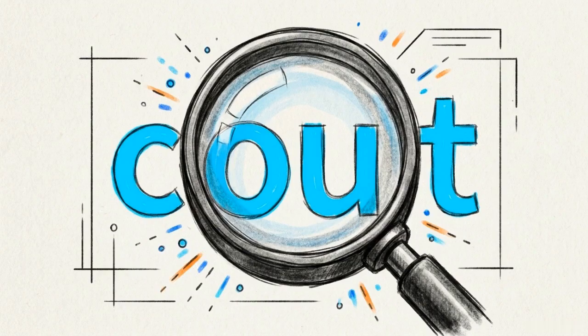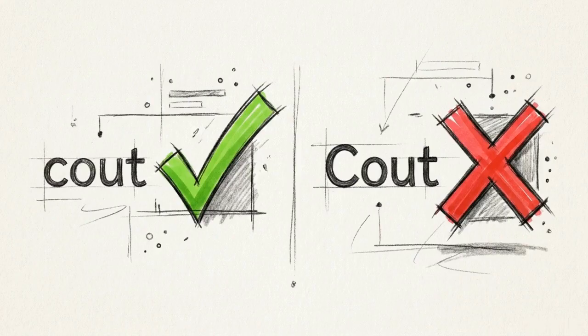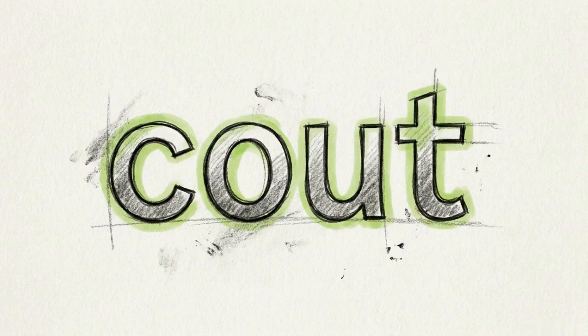To push text outward to the user's screen, we use the command cout, short for character output. We follow this with two less than symbols and place our text inside double quotes. C++ is a strictly case-sensitive language. If you type cout with a capital C, the system will not recognize the command and will return an error. You must mirror the exact capitalization required by the syntax.